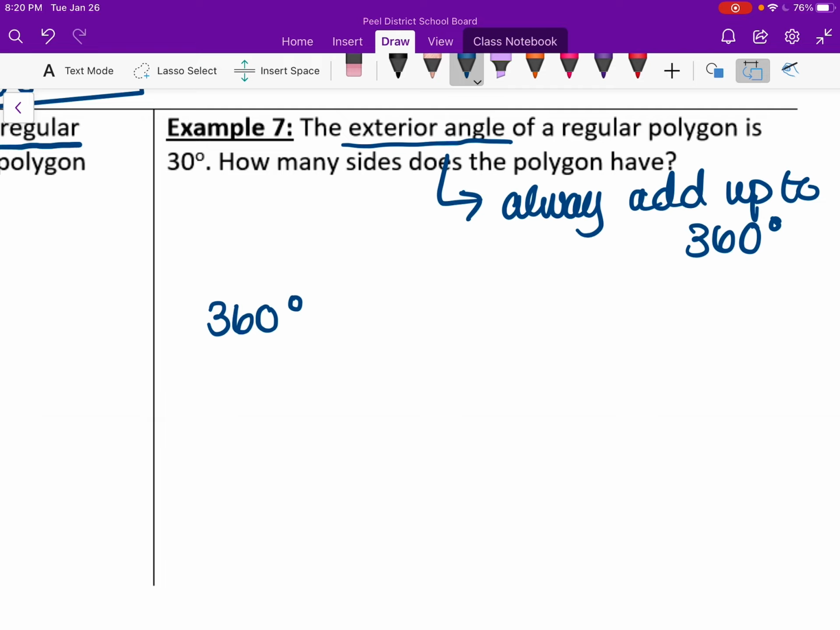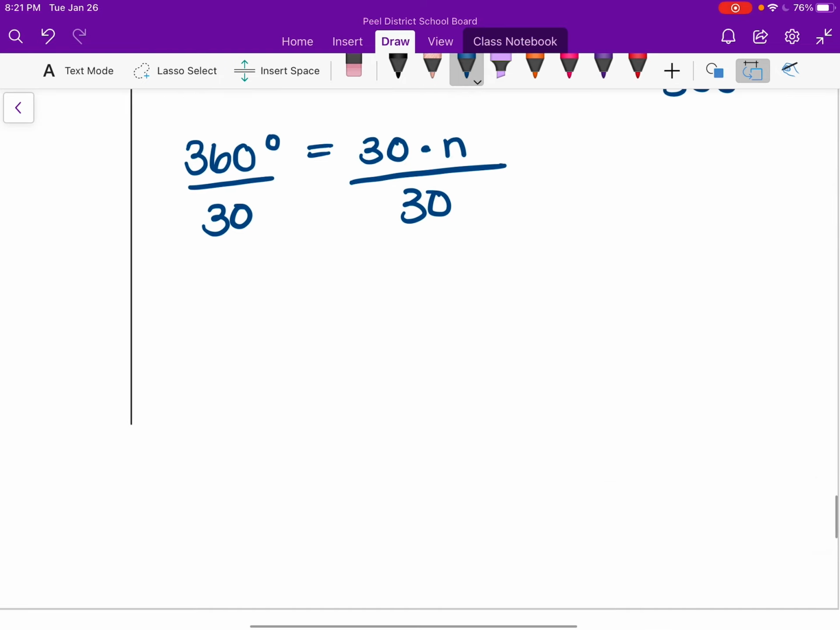So it's going to be A plus B plus B plus C plus C, plus C plus D plus E. Whatever number of angles we have, they're all going to be the same. So they're all going to be 30 degrees. So I can say 30 times the number of sides is going to equal 360. Now I just need to isolate for n and compare to this last question. This one's a breeze. So 360 divided by 30, n is equal to 12.